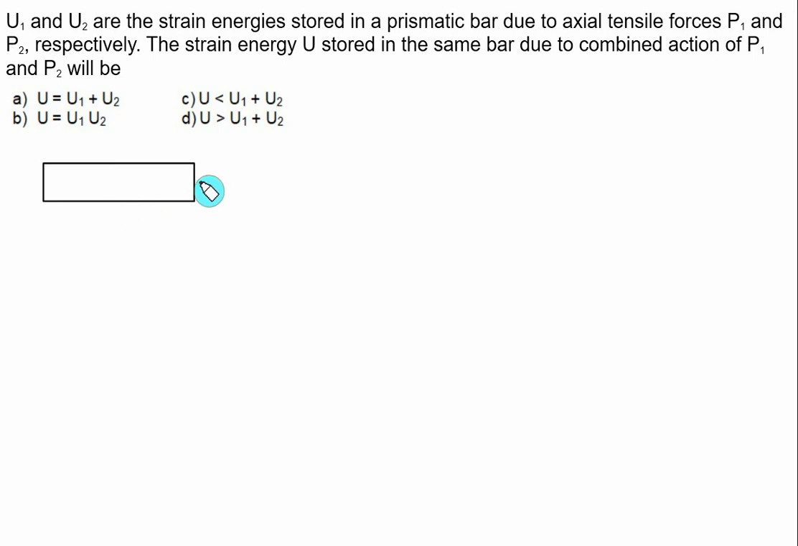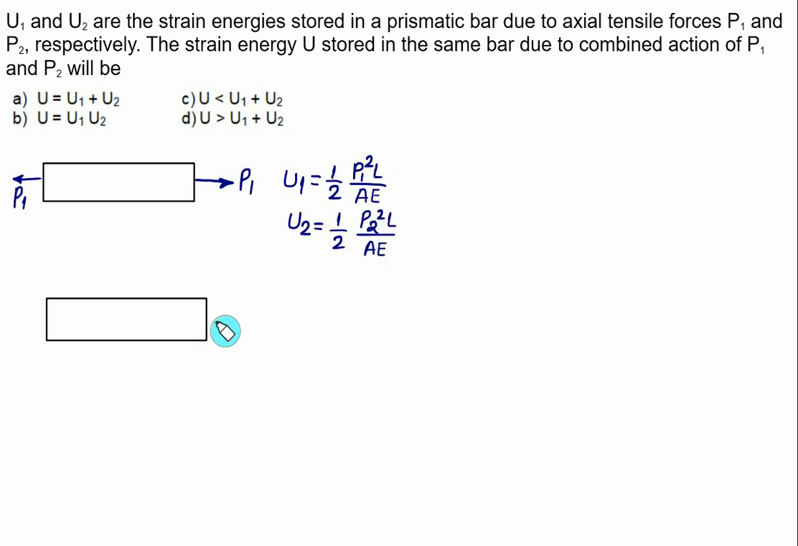For this bar, if you apply the load equal to P1, we can store strain energy, and we can write the strain energy U1 equal to 1 by 2 into P1 square multiplied by L divided by AE. If this bar is subjected to P2 instead of P1, in that case we have strain energy equal to U2, which will be equal to 1 by 2 P2 square multiplied by L divided by AE.